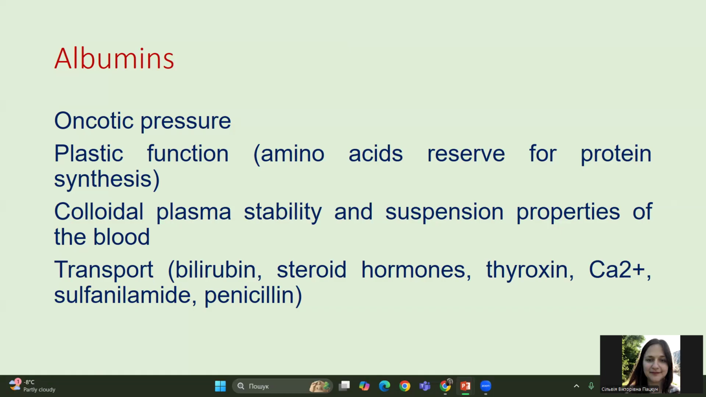Plastic function: albumin, as the greatest representative of the plasma proteins, forms reserves of amino acids for protein synthesis. Also, due to the presence of negative charge on its surface, it is responsible for maintenance of colloid plasma stability and suspension properties of the blood. It is also involved in transport of bilirubin, steroid hormones, thyroxine, calcium ions, sulfanilamide, and penicillin.